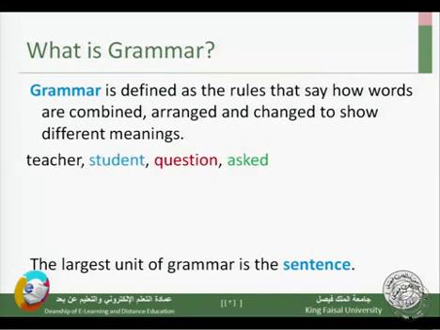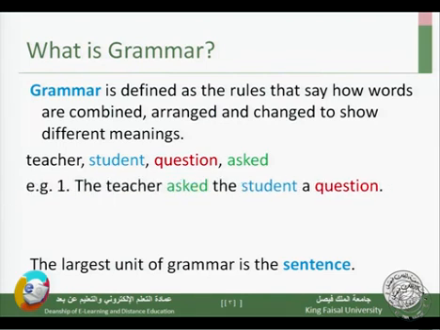If we have these words, for example, teacher, student, question, and asked, how can we take these words and convey a certain meaning to the listener? So we use grammatical rules to combine these words. So we have, for example, this sentence here. The teacher asked the student a question. So through the rules of grammar, we arrange these words, we combine them, and show a certain meaning. A teacher asking a student a question.